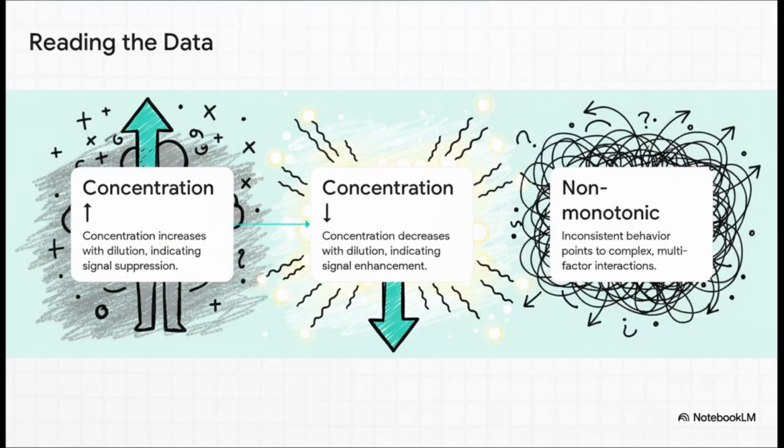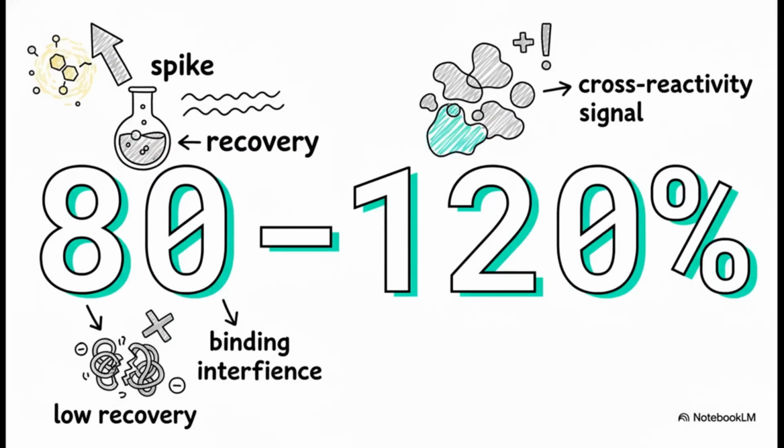Now, what's really cool is how you can read the story your dilution data is telling you. If the calculated concentration of your analyte seems to go up as you dilute the sample, that's a classic sign of signal suppression. Something in that concentrated matrix was hiding your target. If the concentration goes down more than it should, you're seeing signal enhancement. And if it does both, goes up then down or something weird like that, well, you've got a really complex problem on your hands. Now for spike recovery.